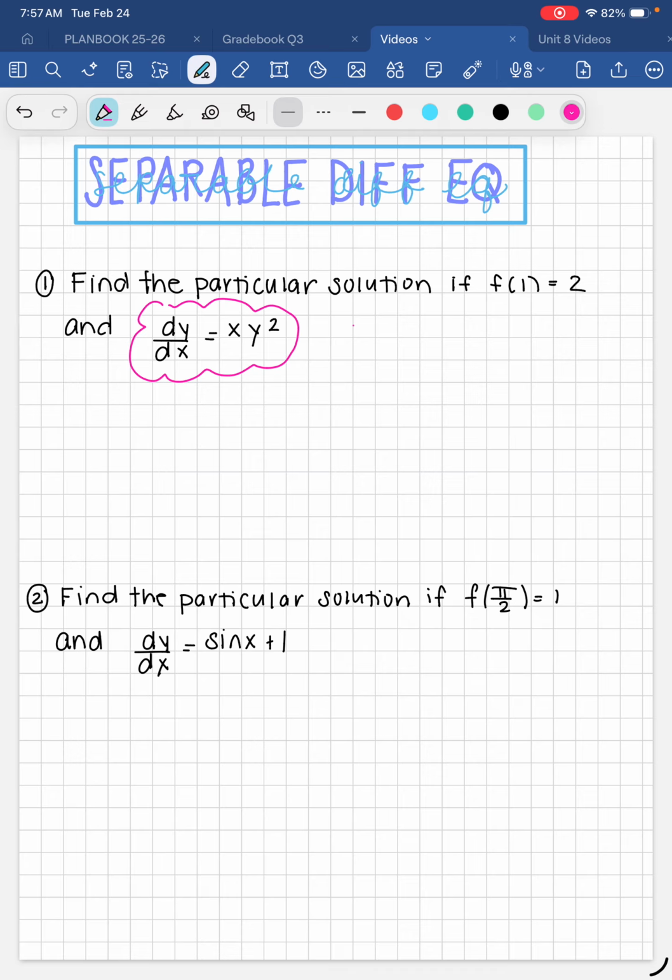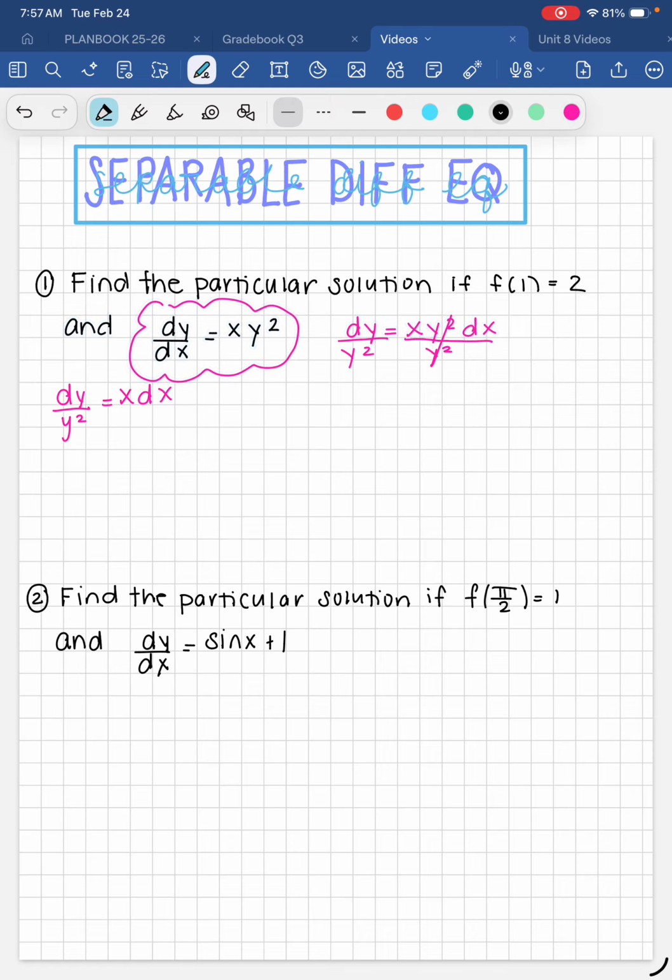I'm first going to essentially cross multiply. I'm going to get dy equals xy squared dx. And your goal is to keep the x's with the dx's and move the y's with the dy's, which would mean I need to move this y squared over to the other side. So I'm going to divide it out on both sides. So when I separate it, this is my separation. I'm going to have dy over y squared equals x dx.